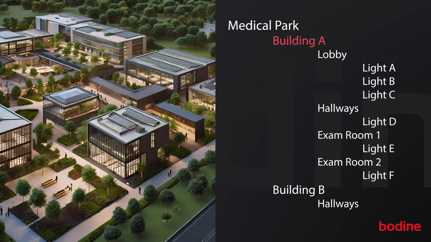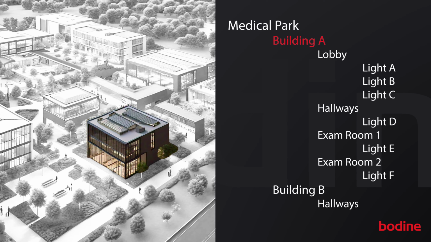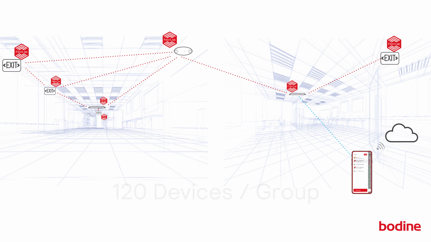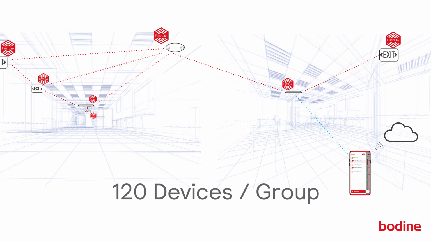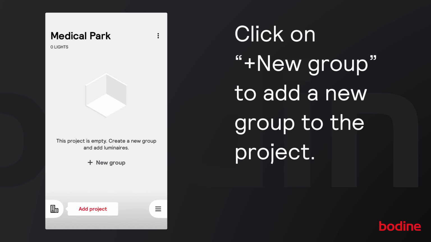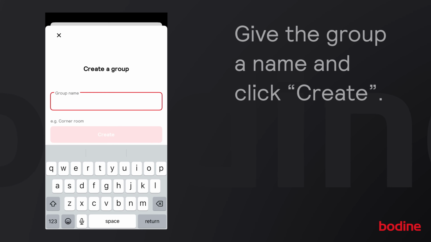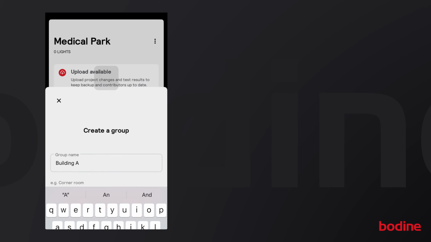Groups within the FirstLink app contain all the devices that share the same mesh network. A group can hold up to 120 lights, and all their data will be downloaded together. Creating a group is as easy as clicking New Group from the project screen. Give your group a name, and press Create.